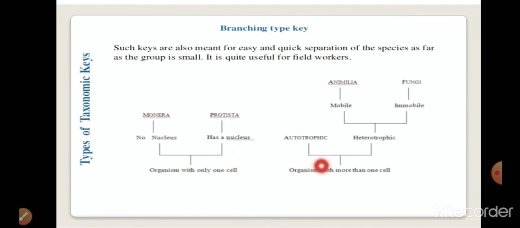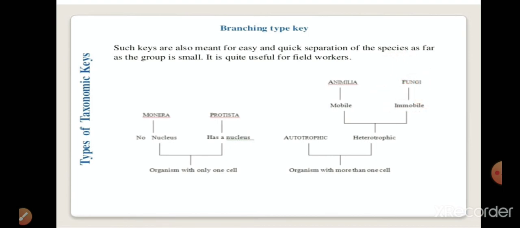Next, we click on organism with more than one cell. If our organism has more than one cell, then it may be autotrophic or heterotrophic. If we click on heterotrophic, it also has two leads: motile or immotile. Motile means Animalia, whereas immotile means fungi. We know that fungi are heterotrophic and animals are also heterotrophic, but animals are motile whereas fungi are immotile.